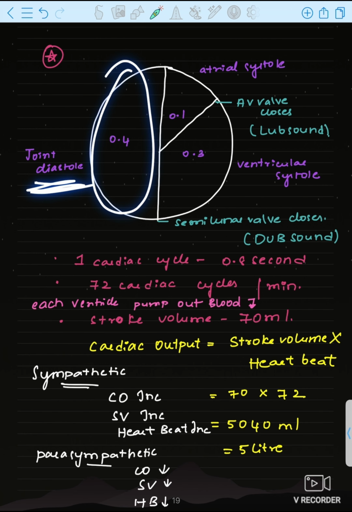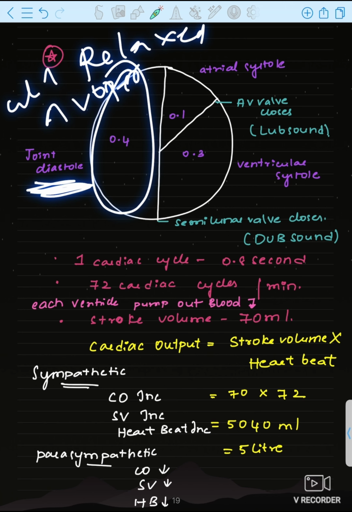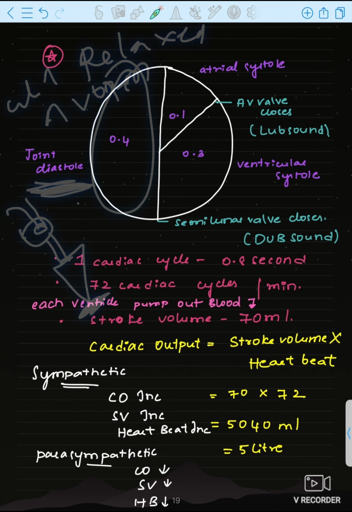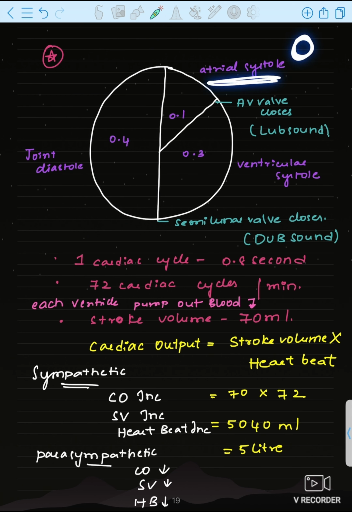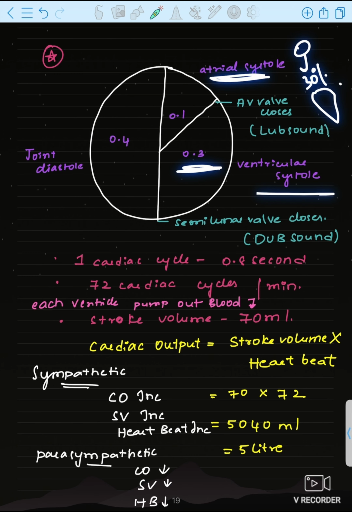0.4 second is joint diastole, in which all the chambers are in a relaxed state. The AV valve is open, and from the vessel blood flows to the atrium and through to the ventricle. The semilunar valve is closed in joint diastole. In atrial systole, atrial contraction will occur. How? SA node auto-excitation will occur. And 30% of blood flow increases to the ventricle in atrial systole, and ventricular systole is 0.3 second.